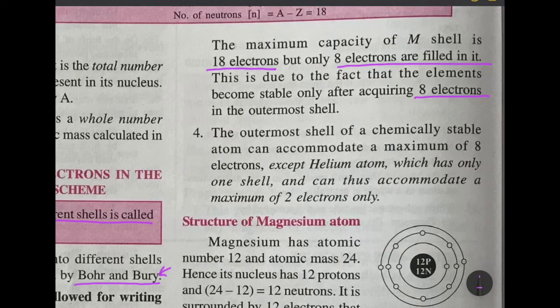Now, the outermost shell of a chemically stable atom can accommodate a maximum of 8 electrons. So that is known as octet, I already told you, except the helium atom, which has only one shell and it can accommodate only 2 electrons. So this is known as duplet configuration. One shell and only 2 electrons.